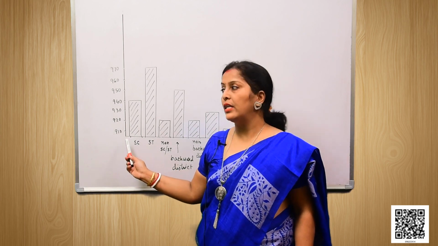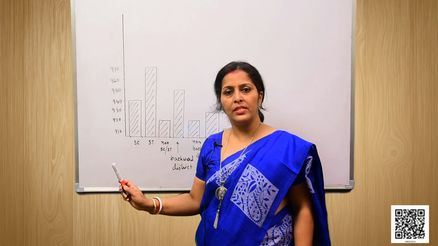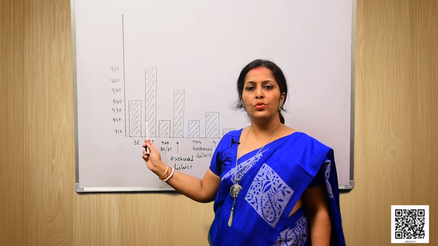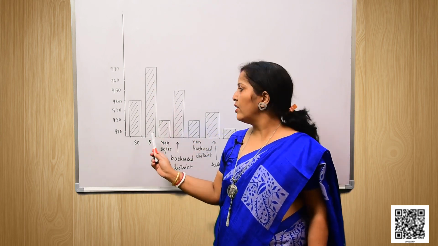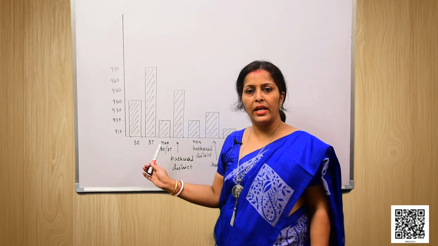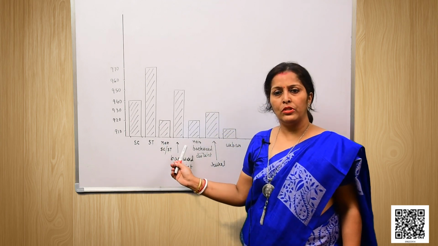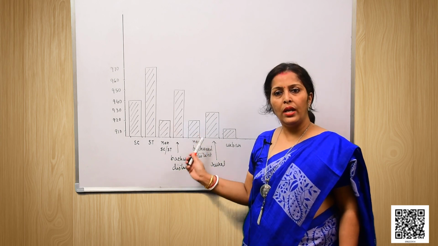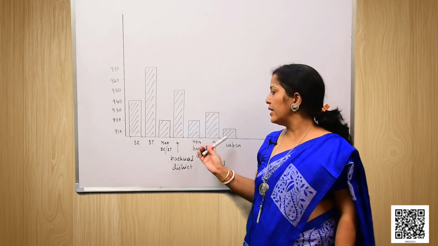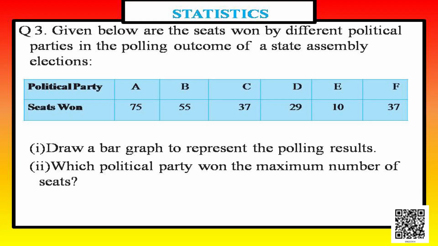SC was given as 940, so the bar will be up to the length of 940 for SC. ST was 970, so the bar will be up to the length of 970 along the vertical line on the graph. The third one, non-SC ST, is up to the length 920, then backward up to 950, then non-backward 920, rural 930 and urban 910. Is it okay? Clear? Next is question number 3 of exercise 14.3.